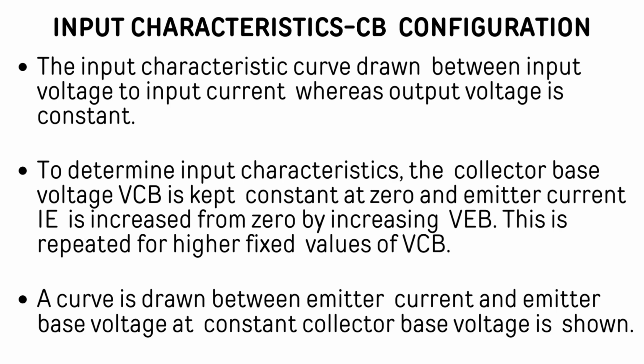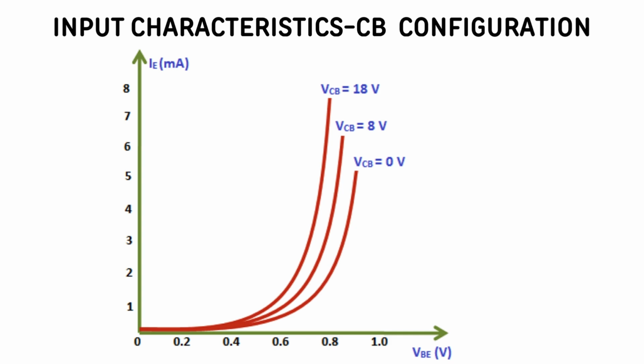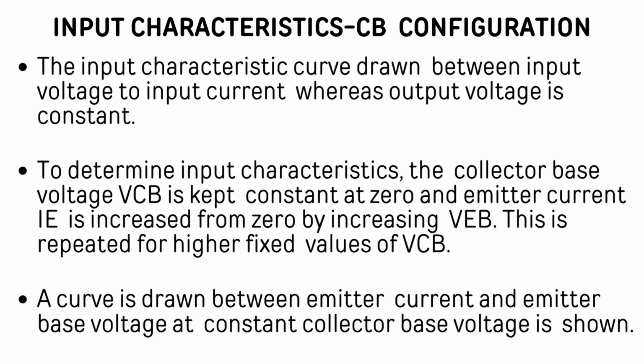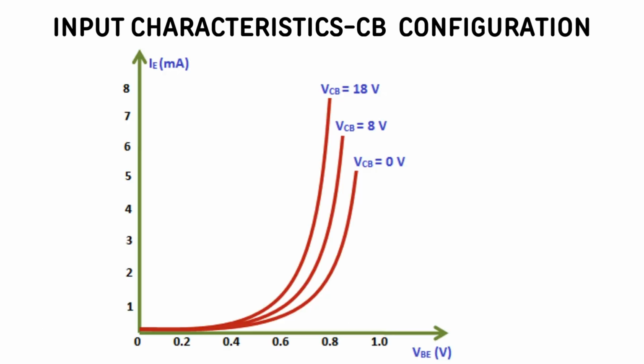Now these are the characteristics for different values of VCB: 0 volts, 8 volts and 18 volts. Input characteristics are the characteristics between input voltage versus input current, where input voltage is VBE and input current is IE, the emitter current. Normally, emitter current and collector current are in milliamperes, whereas base current is in microamperes. Why? Because it is only 5% of emitter current.